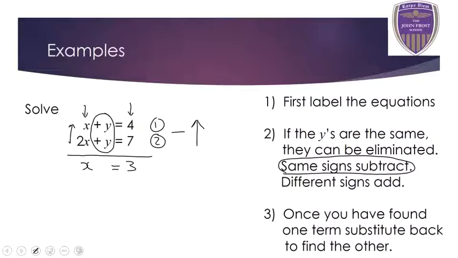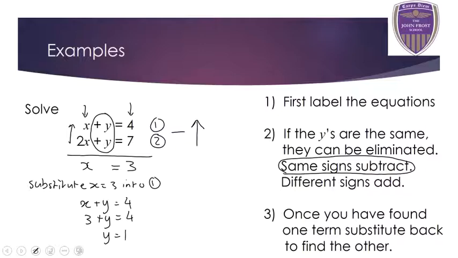I substitute x equals 3 back into equation 1, this time I'm going to choose. Okay, so what I will do is I will write out x add y equals 4. Now I will replace x with 3. And again, I'll try and find what y is. So 3 add what is 4? 3 add 1 is 4, so y equals 1. Let's write out our final solution. x equals 3, y equals 1.